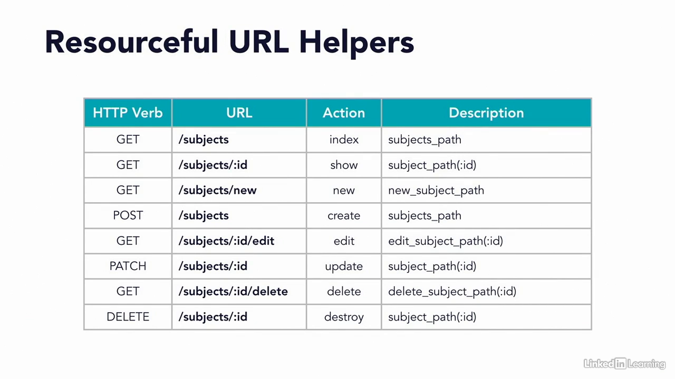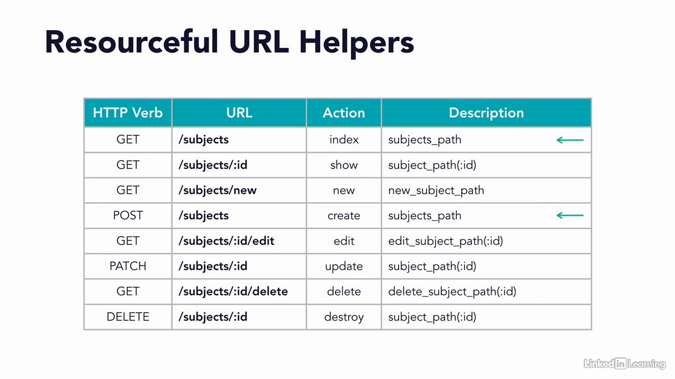It may be daunting to just see a long list of them, but it makes a lot more sense when you understand the structure of how they're organized. First, notice that subjects_path is the first helper. It's plural. Here we're working with the entire set of subjects, all the subjects in the resource.